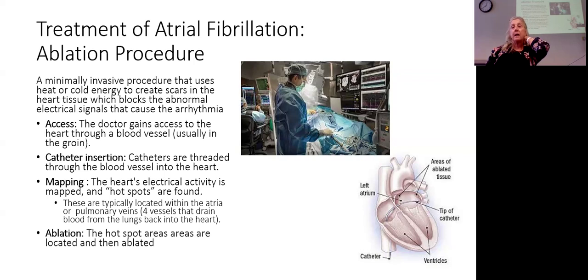Typically, these hot spots are where the pulmonary veins come into the atrium. So if they can't get it to trigger, if they can't map and find where the atrial fibrillation is, they have certain spots that they know are the typical spots. So when they did my ablation, they couldn't get the atrial fibrillation to occur. And so he was pretty sure that it was probably one of these typical spots that are close to the pulmonary veins.